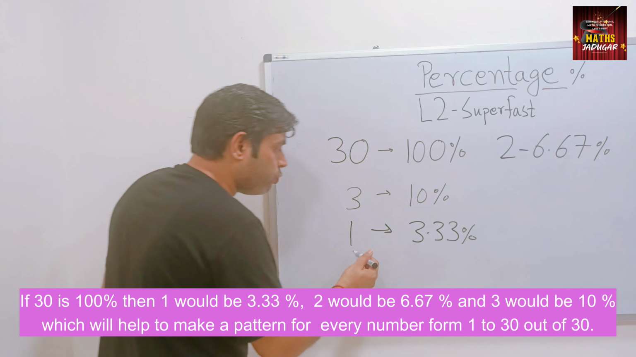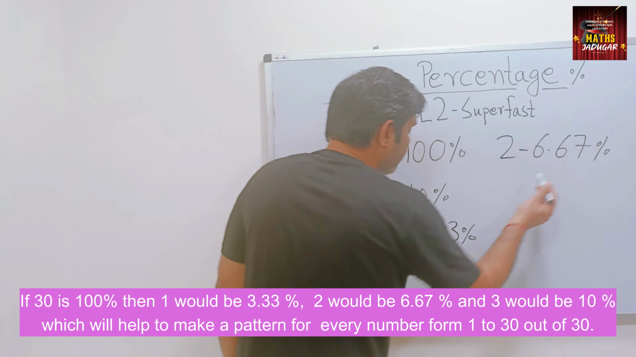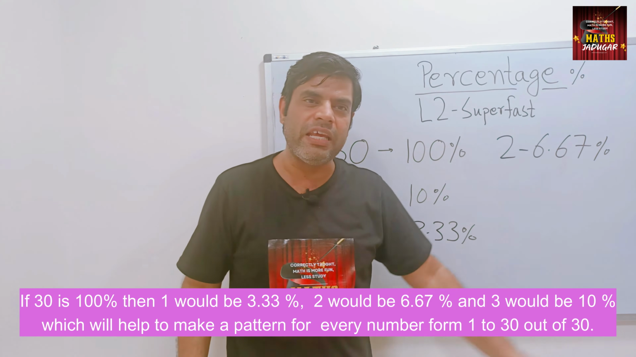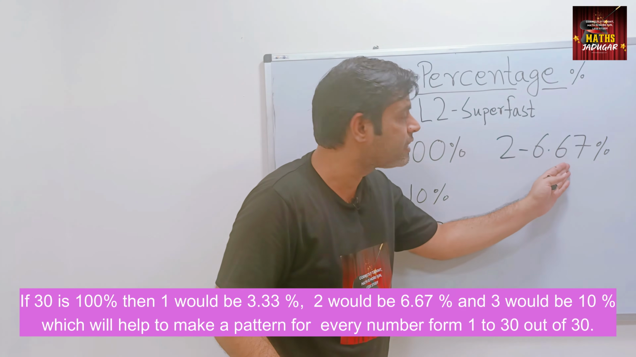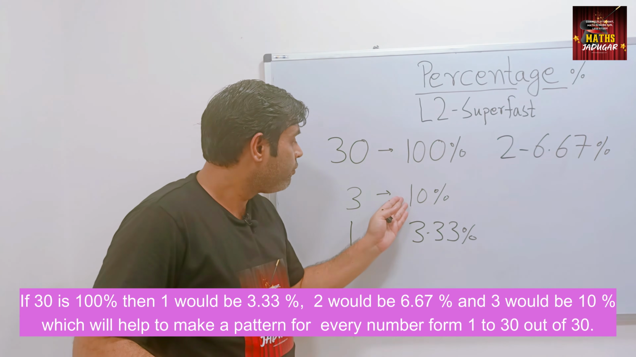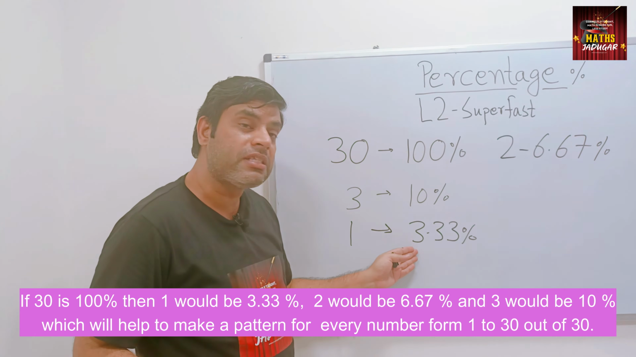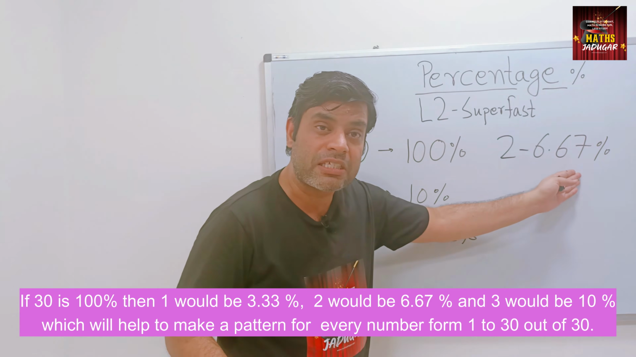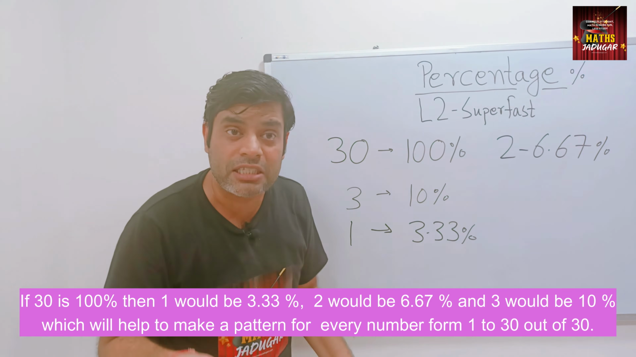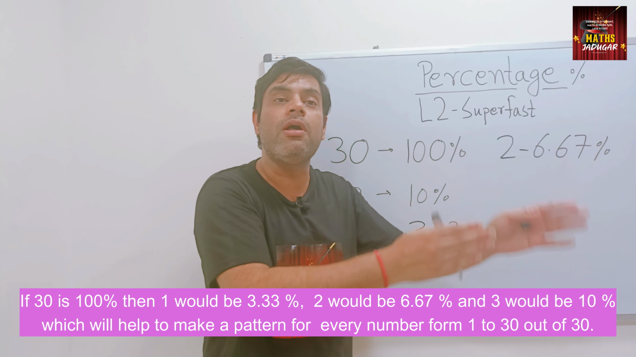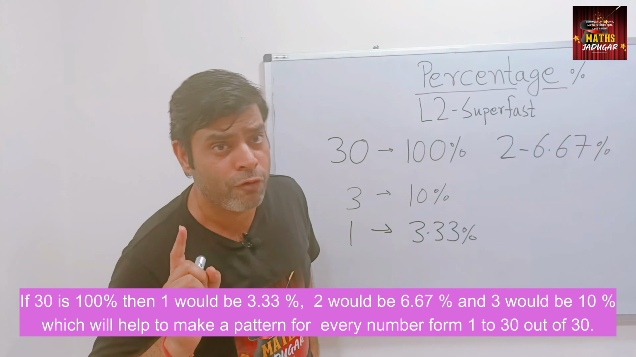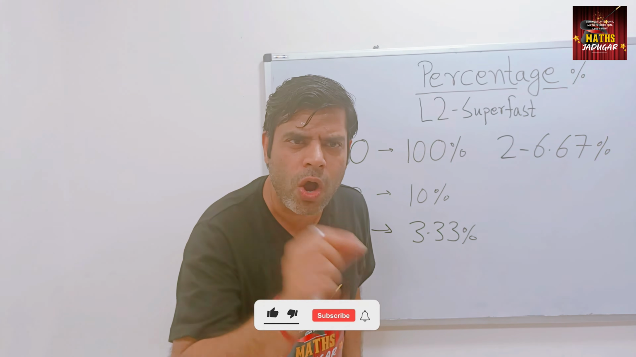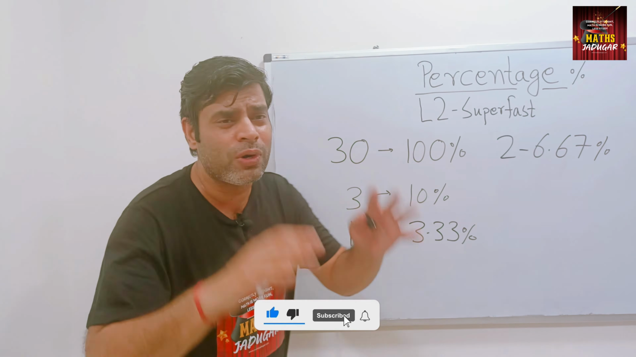Now just 3 numbers. 1 is 3.33, 2 is 6.67, and every 3 is 10%. This is enough to find out every number out of 30. 1 is 3.33, 2 is 6.67%, 3 is 10%, 4 is 3 plus 1, so 10 plus 3.33%, 13.33. What is 5? 3 plus 2, which will be 10% plus 6.67%, which will be 16.67%. A simple common sense. You can even make a table of the percentages, my dear friend. Yes, you will become the king of percentage. Easy, common sense.